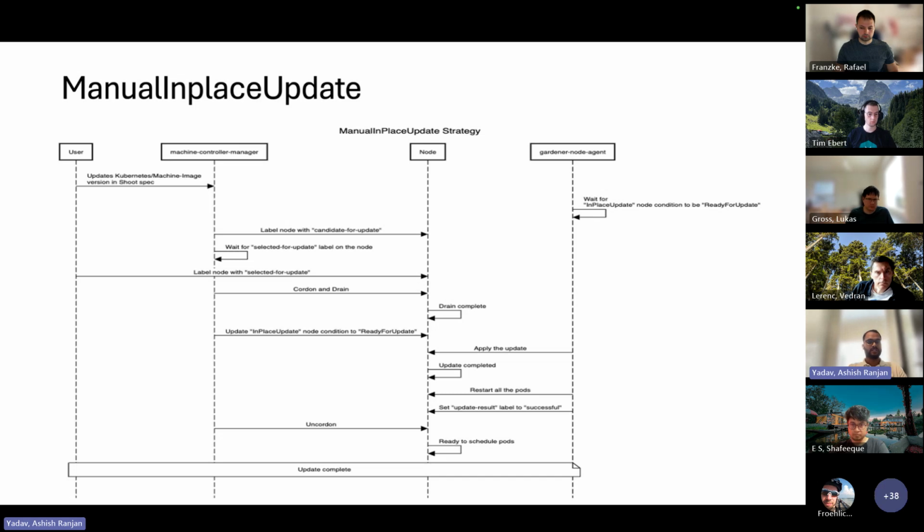That is, it will cordon the node. Once the drain is complete, it will mark that node as ready for update. Then GNA on the other side, which is already waiting for that ready for update condition, will apply the update, restart all the pods, and mark the successful label, and then MCM will uncordon the node and that's how the node will again be ready to schedule the pods. So this is the major difference: in manual, the user can select a particular node. They don't need to select all the nodes at once. They can select whatever time suits them.